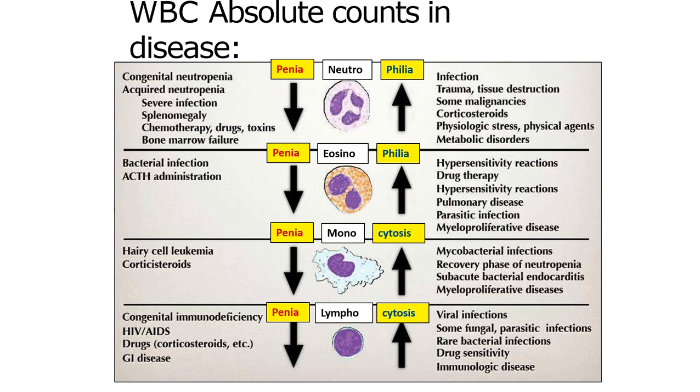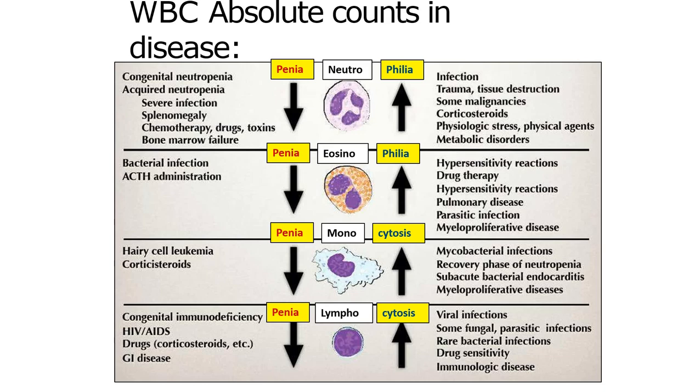So here we are just seeing each of the leukocytes: neutro, eosino, mono, lympho. In each of them, when the count goes down, what does it indicate? What could be the most common differentials? Similarly, at the other end, when the count increases, what are the common conditions where it can be seen? So just by looking at the WBC count and doing the DC, we can very easily identify what could be the differentials in that patient.